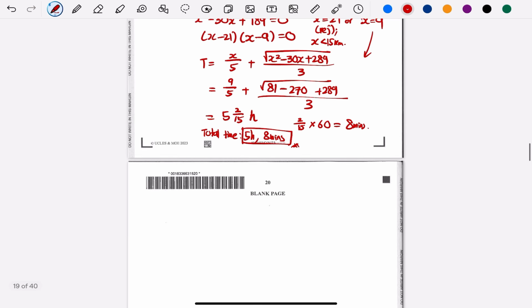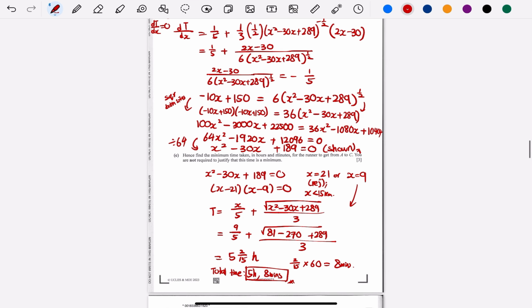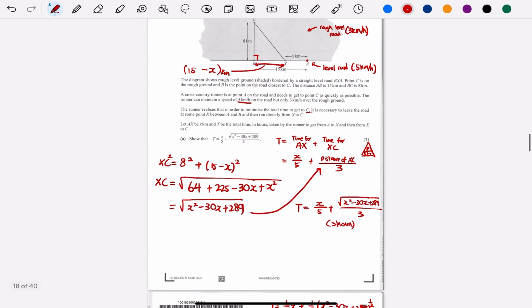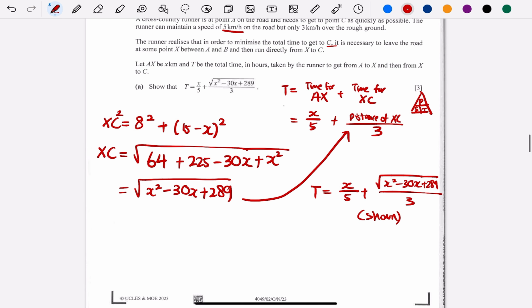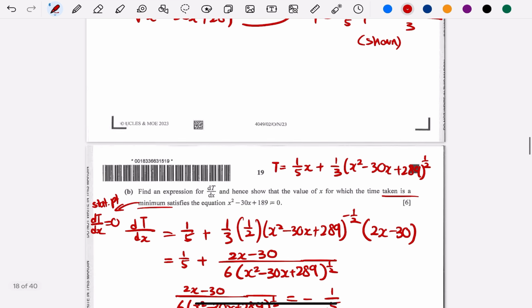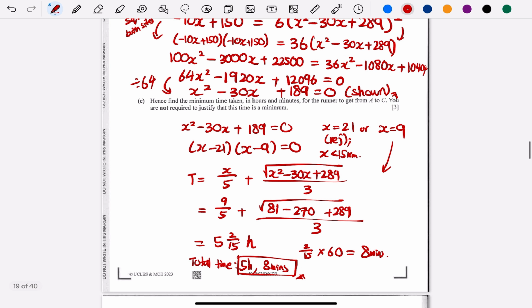Okay, so this is how you do the 2023 paper 2, question 9. Not as straightforward, but definitely doable, just using Pythagoras theorem for the first part, as well as a bit of your DST relationship. Second part is just differentiating and then simplifying. And then the last part is just solving and substituting the value. Okay, so that's all for this paper.